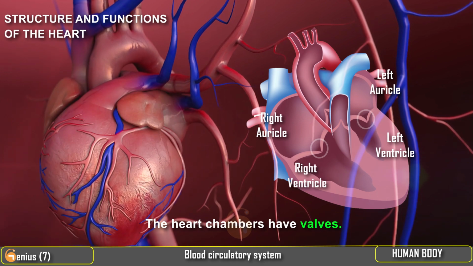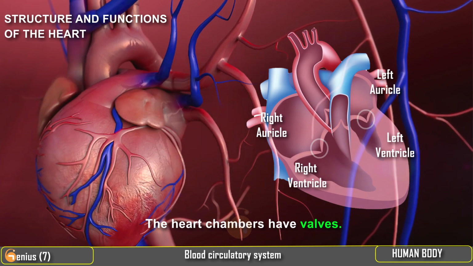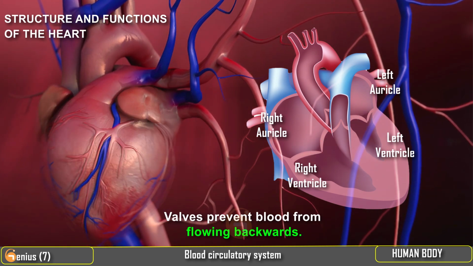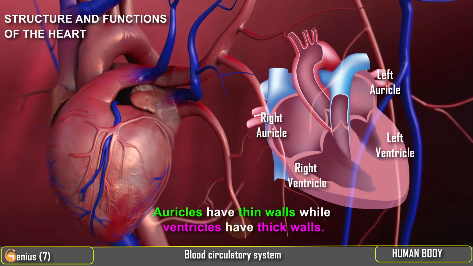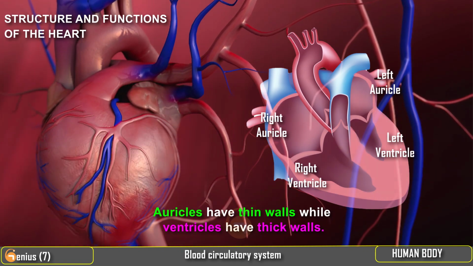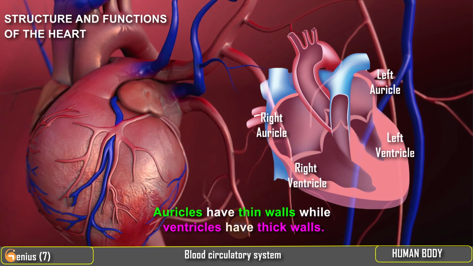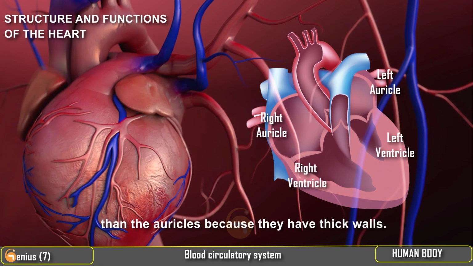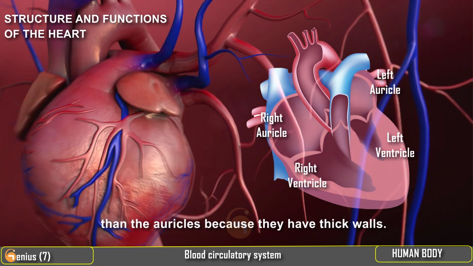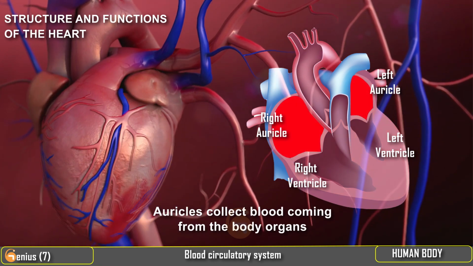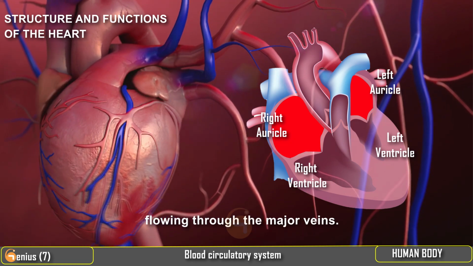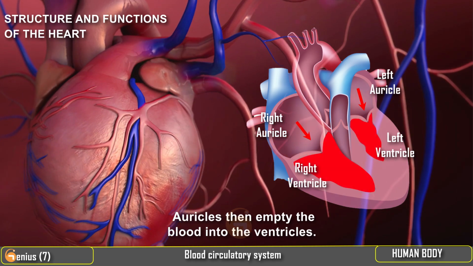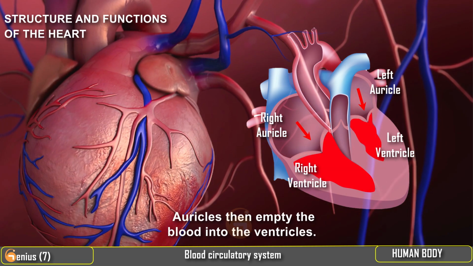The heart chambers have valves. Valves prevent blood from flowing backwards. Auricles have thin walls while ventricles have thick walls. Ventricles are therefore more muscular than the auricles because they have thick walls. Auricles collect blood coming from the body organs flowing through the major veins. Auricles then empty the blood into the ventricles.